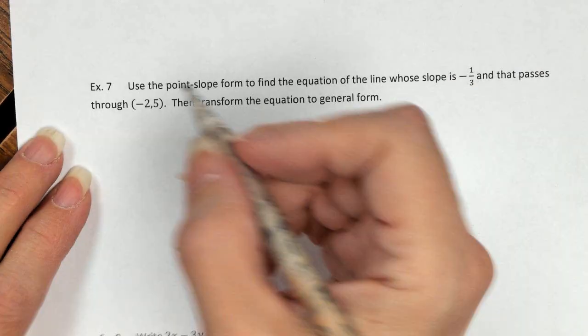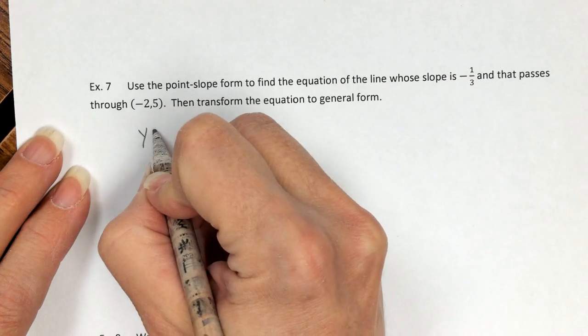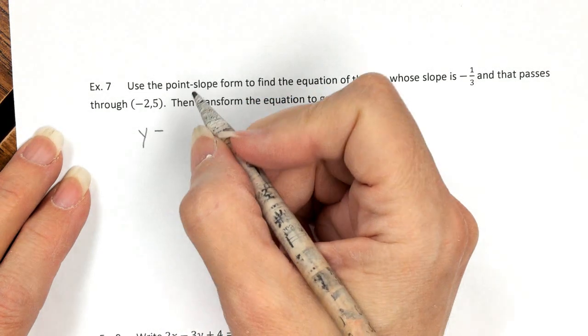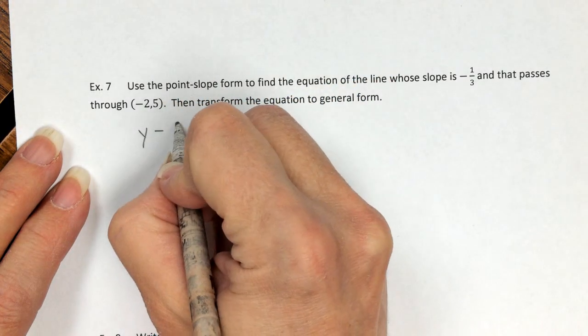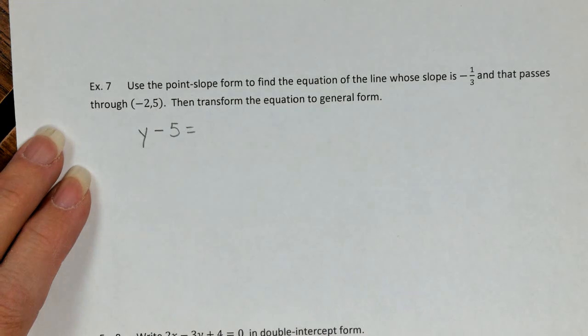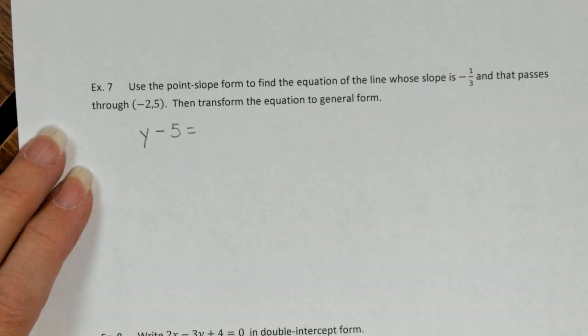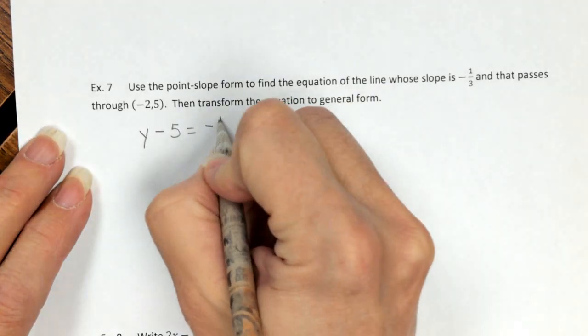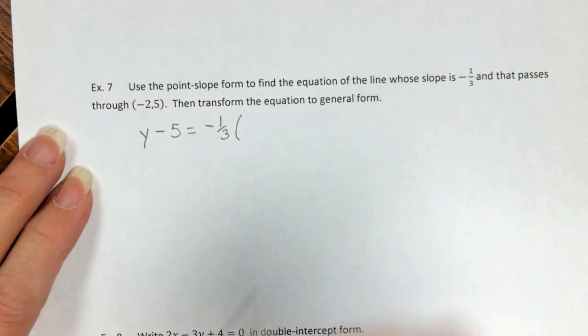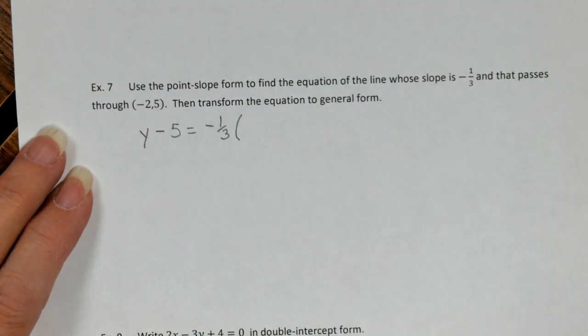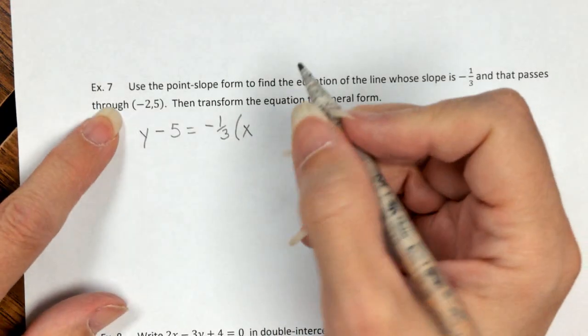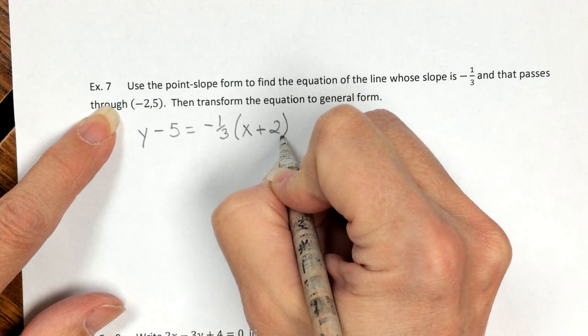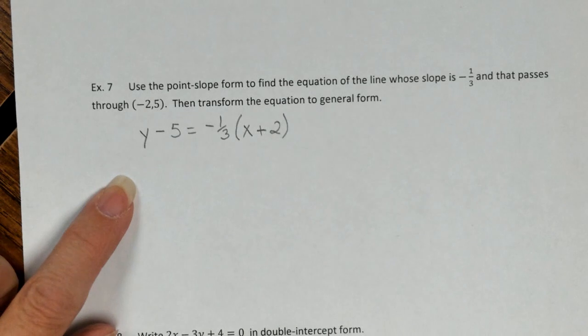Okay, so y minus 5, because that's the y coordinate, equals, and then for the slope, that was -1/3, and then that's times x minus the x coordinate, minus -2 is +2. Okay, so this is our point slope form of the equation.